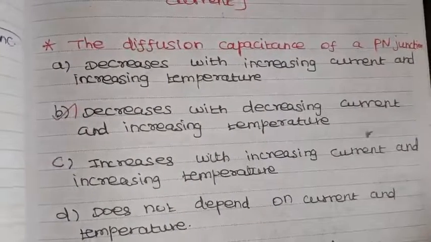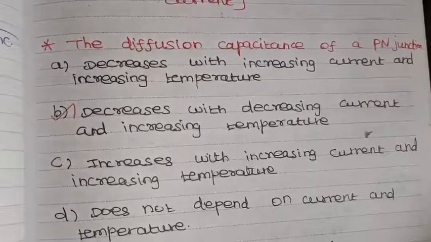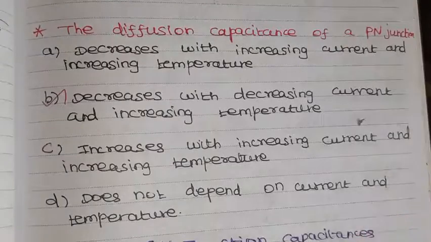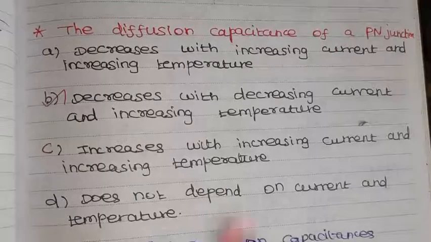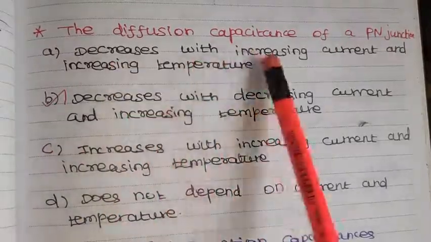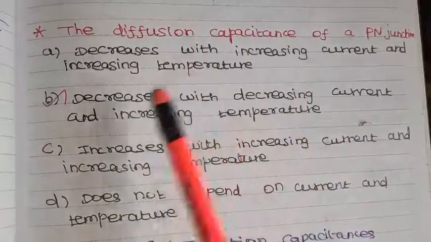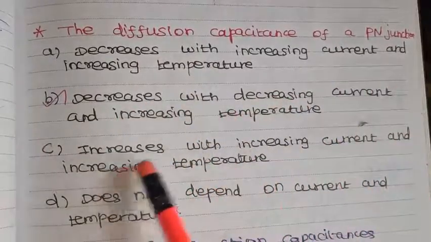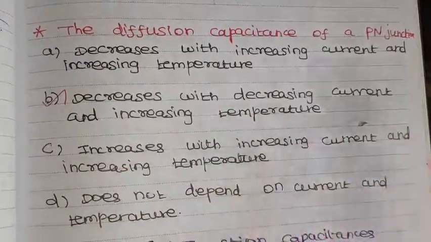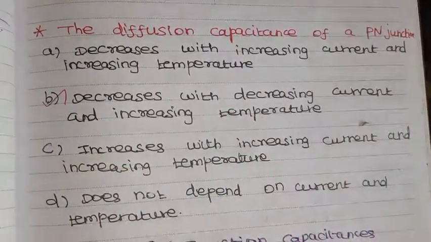Then, the diffusion capacitance of a PN junction diode. Four different options are given. So we'll see what a diffusion capacitance actually is and its formula, then we'll see the four different options. It decreases with increasing current and increasing temperature; decreases with decreasing current and increasing temperature; increases with increasing current and increasing temperature; or does not depend on current and temperature.